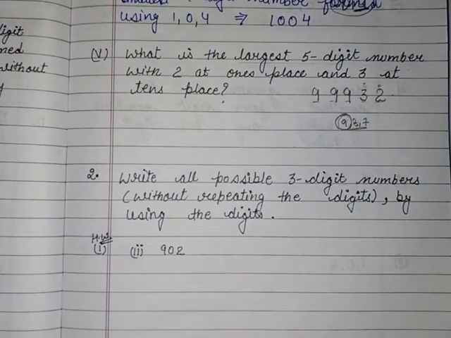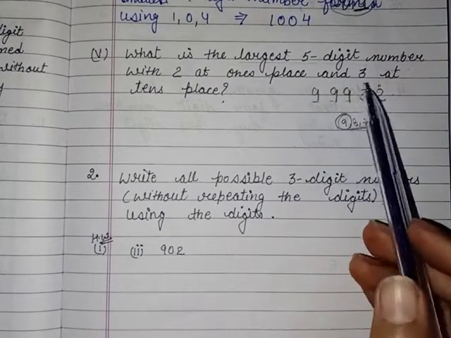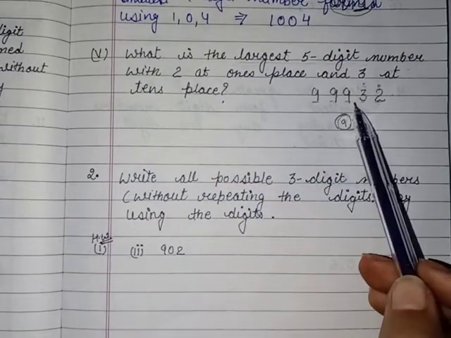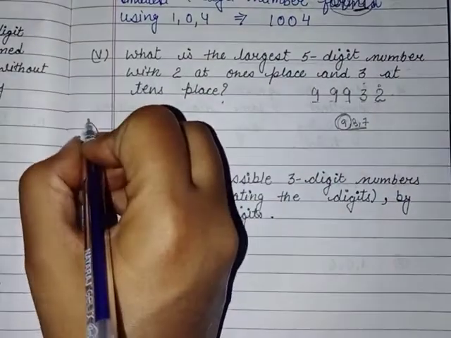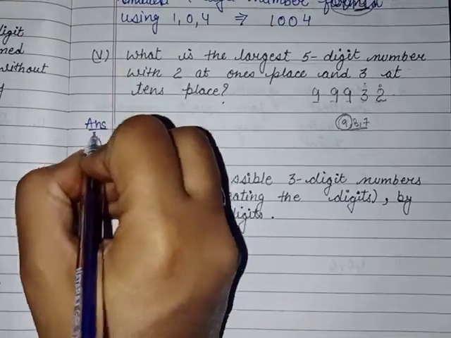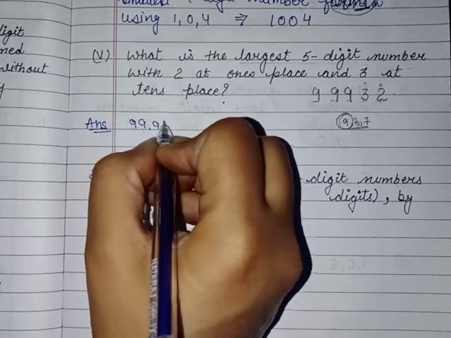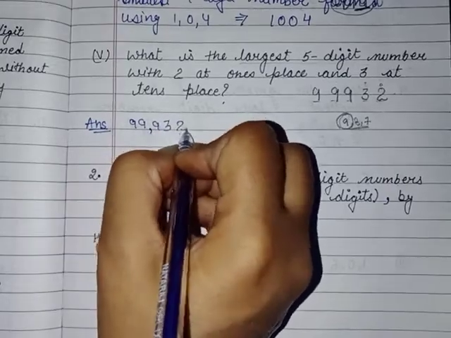This is the largest number of 5 digits in which 2 is at 1's place and 3 is at 10's place. Okay, so what is your answer? Your answer is 99,932. This is your answer.